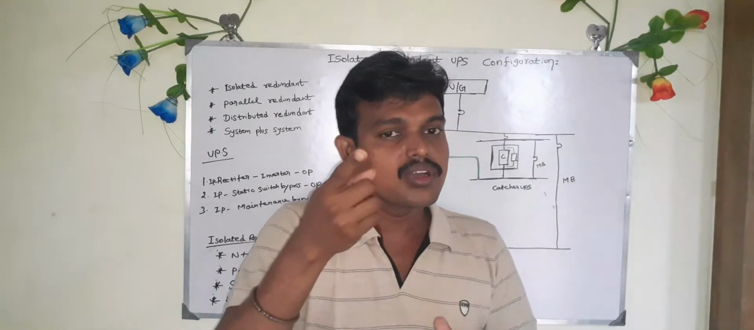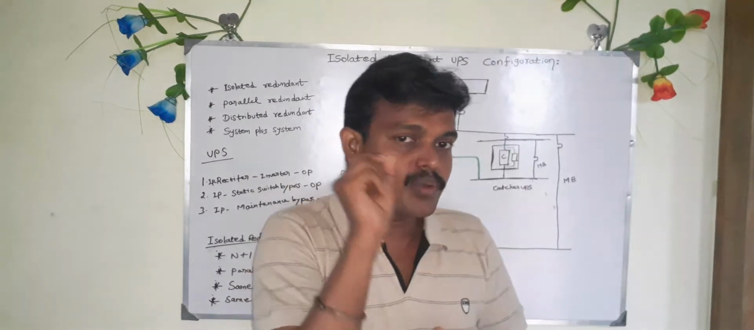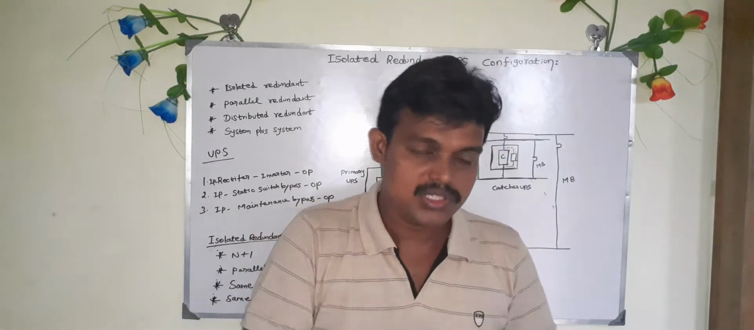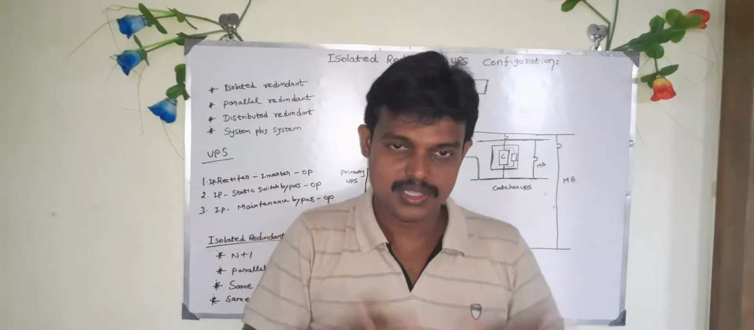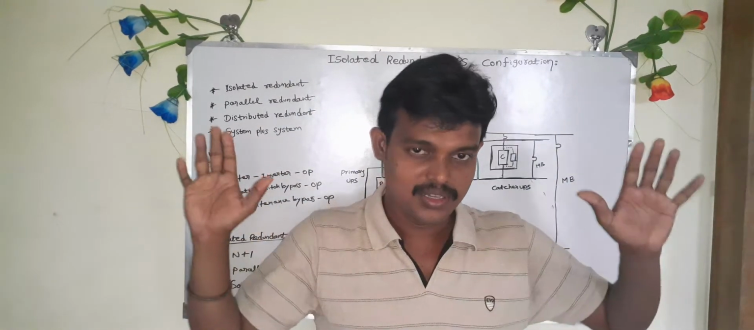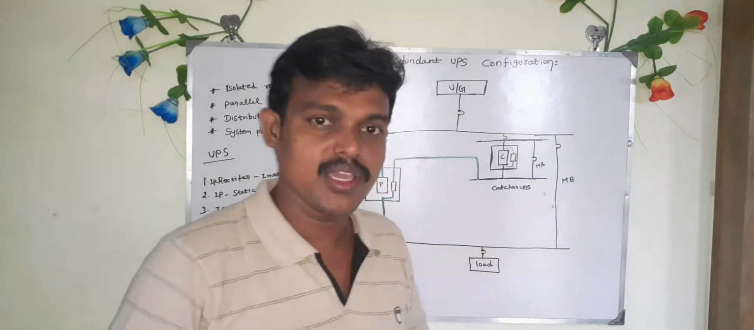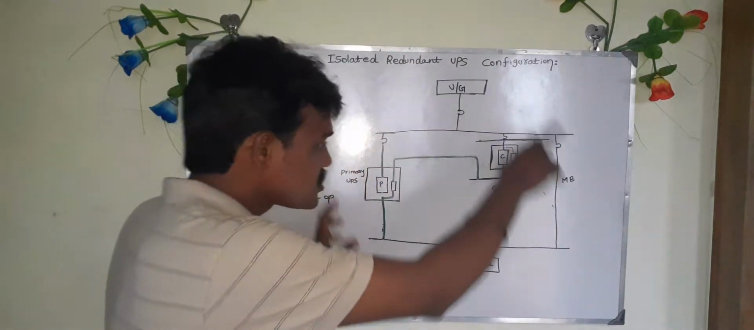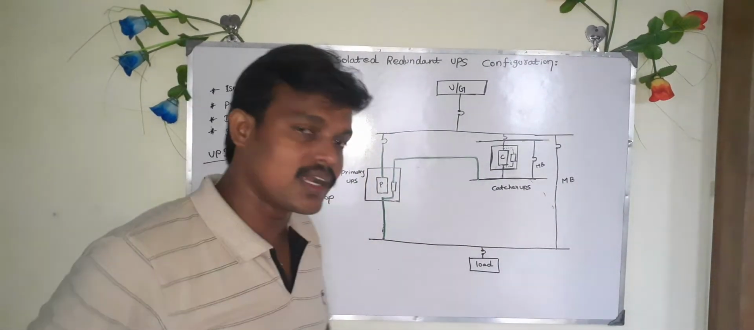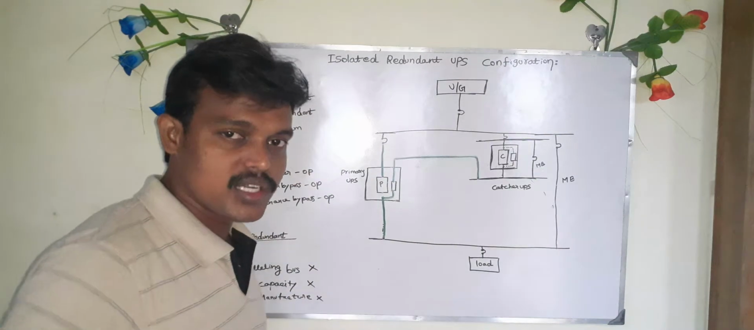you can give uninterrupted power supply to your static bypass switch. It comes from a different UPS. That is called isolated redundant UPS configuration. Okay. So if you look at this drawing, you can easily understand what the isolated redundant configuration is.